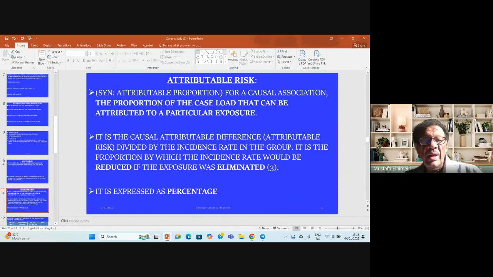It is a causal attributable difference, the attributable risk, divided by the incidence rate in the group. It is the proportion by which the incidence rate would be reduced if the exposure was eliminated, and usually it is expressed as a percentage.